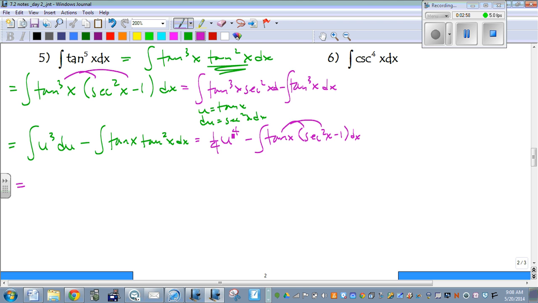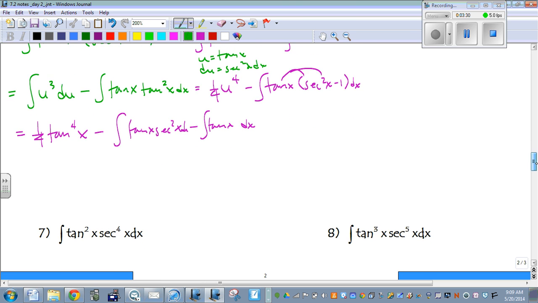For this part, I'm going to go ahead and replace the u with tangent, so we get 1/4 tangent to the 4th of x, minus, we get tangent of x times secant squared of x, minus tangent of x. So again, we've split this up into two parts. This first one, we can use u substitution again. Tangent is u, du is secant squared. So I'm going to split these into two integrals. And then the antiderivative of tangent of x, that's one we know, we just talked about on the other side of the sheet. So we can do that without any substitution.